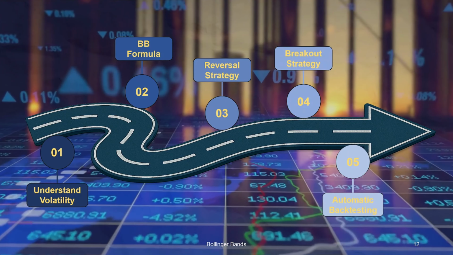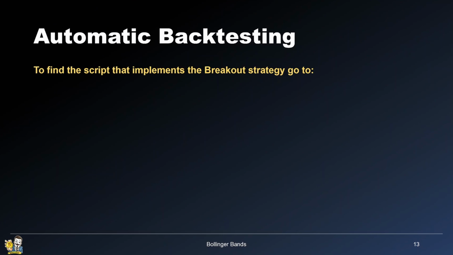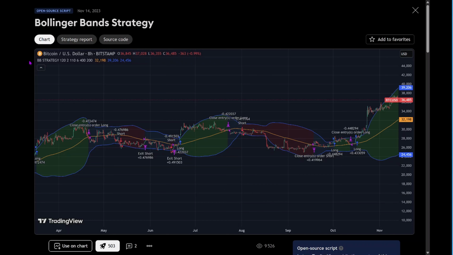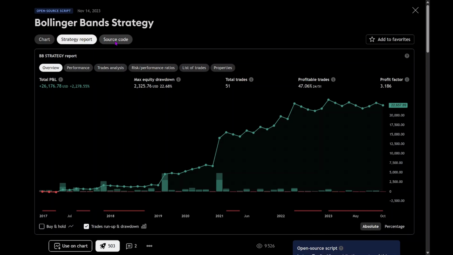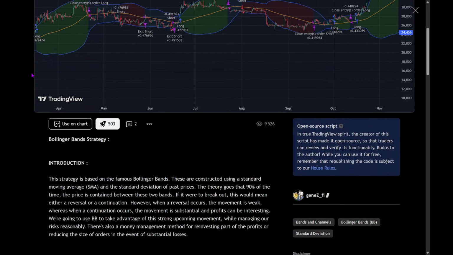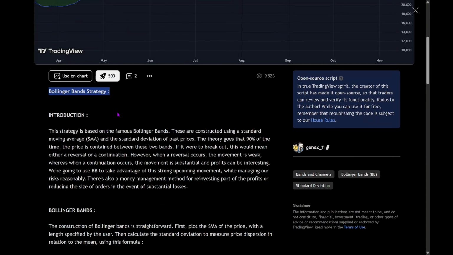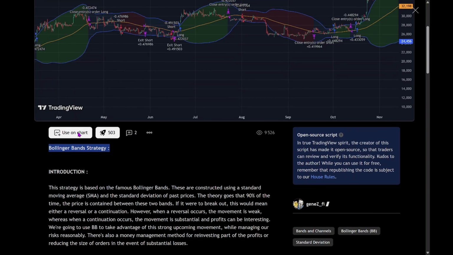Now, let's backtest the strategy automatically. To find the script that implements the breakout strategy, go to this link. Alright, so here's the page with the Bollinger Bands strategy. At the top we've got the chart, the strategy report, and the source code of the script. If you scroll down, you'll see all the details of the strategy. To use it on your own chart, just click Use on Chart.